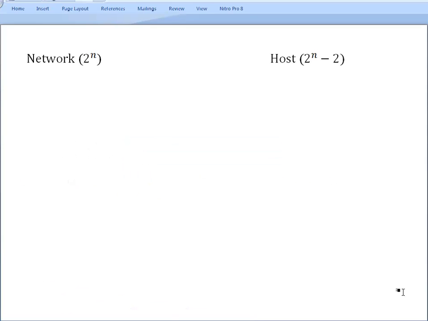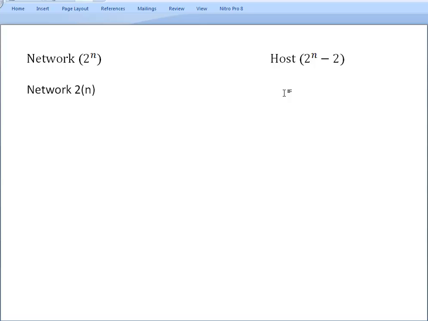Here I have some subnetting formulas. You have to remember them, you have to write them down somewhere. To continue in the networking industry, you really need to know these two formulas. For the networks, it is 2 to the power n, you can see there. For the hosts, it is 2 to the power n minus 2.